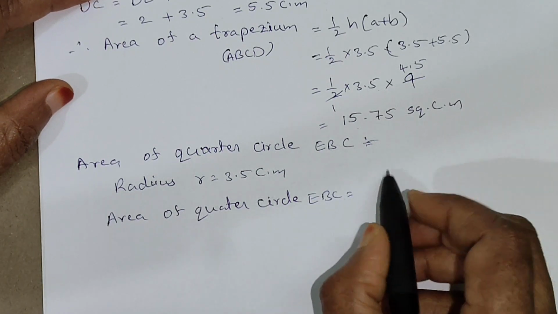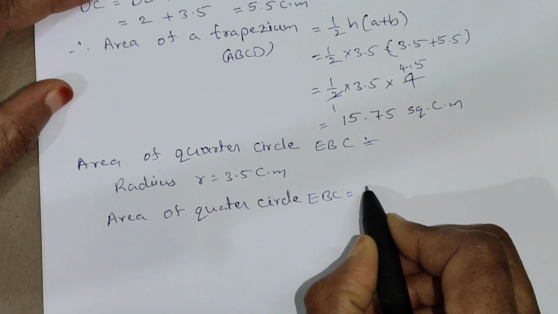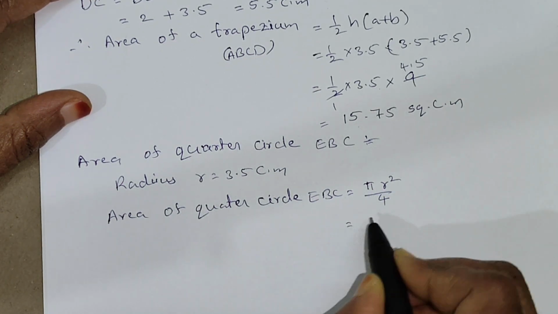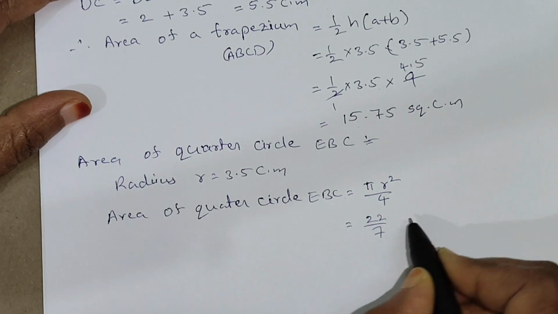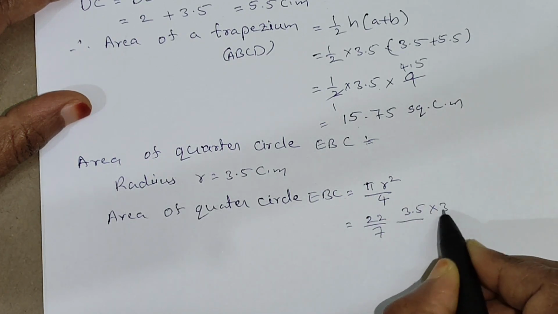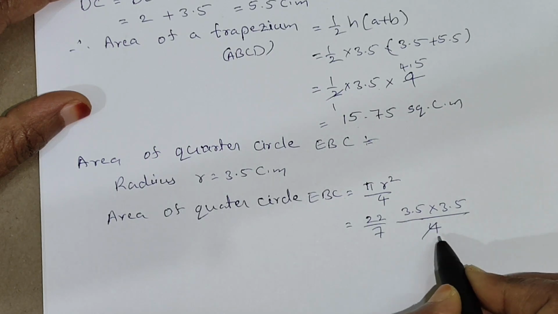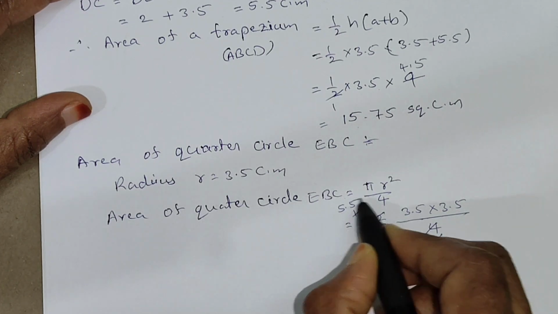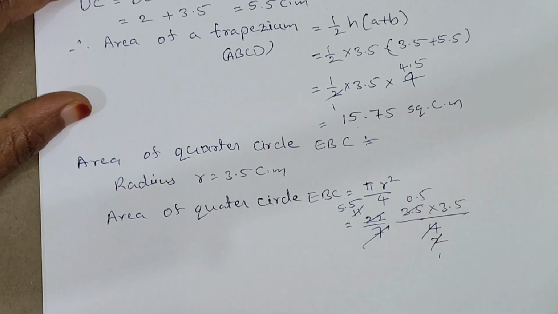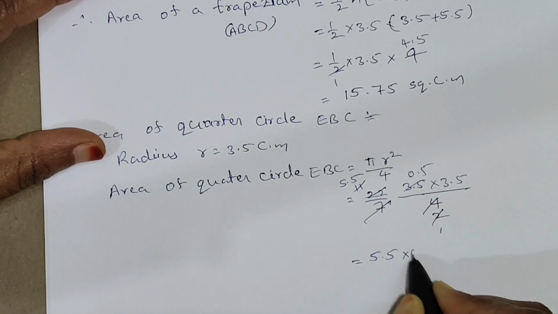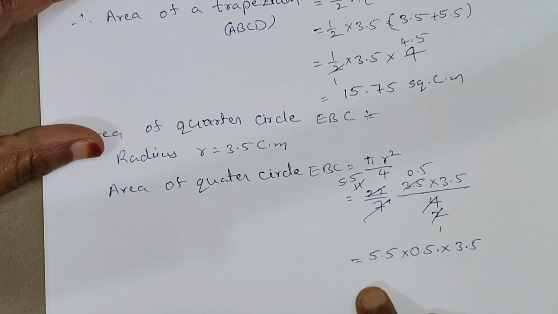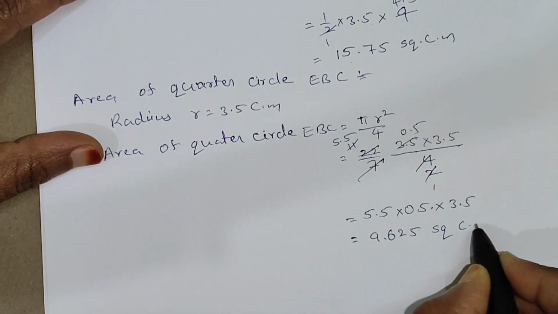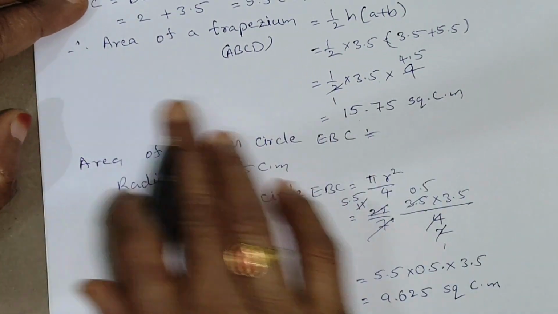Area of the quarter circle EBC is equal to, we write the formula. The quarter circle formula is pi r square by 4. This is the circle area divided by 4. So pi equals 22 by 7, r equals 3.5 into 3.5 by 4. 2 2s are 2, 11s are 2, 1s are 2, 5.5. Next 7 1s are 7, 5s are. So 5.5 into 0.5 into 3.5. Multiply these three numbers: 9.625 square centimeters.